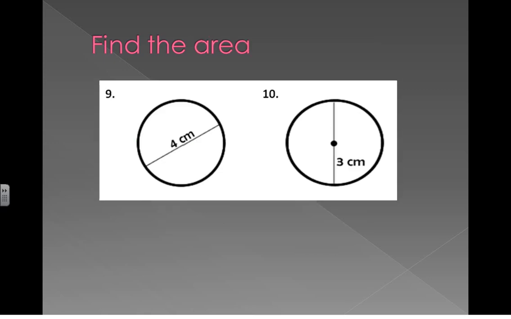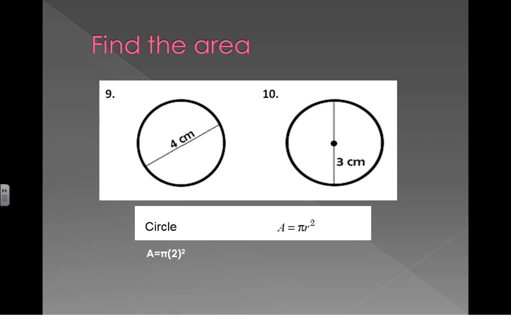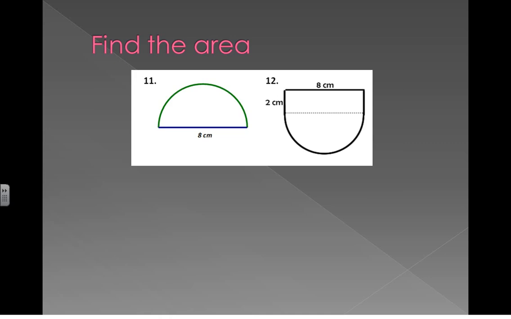Now let's do area. So area is pi r squared. So we're just going to substitute the values in. Don't forget, if you're given the diameter, the radius is half of that. So 2 squared is 4, 4 pi is your answer. 3 squared is 9, 9 pi is your answer. It's that easy. Now, to find the area of something like this, well, number 11 isn't too bad.